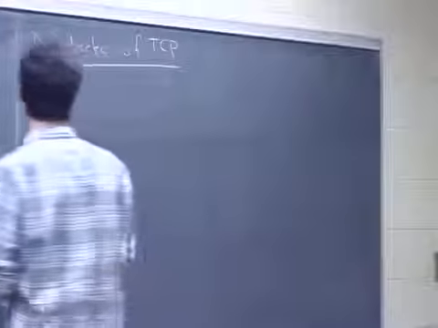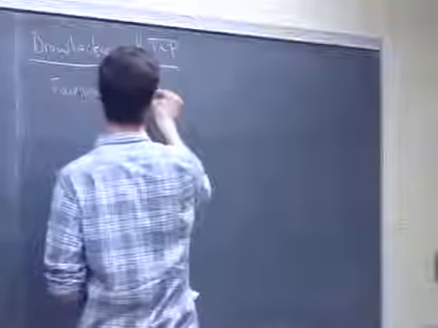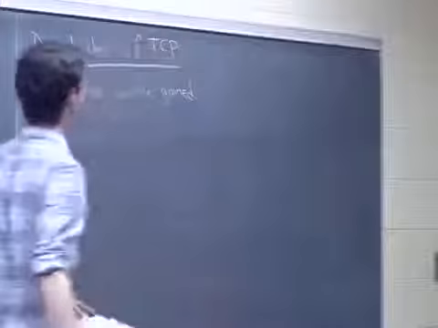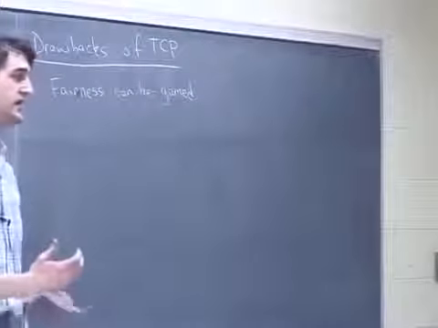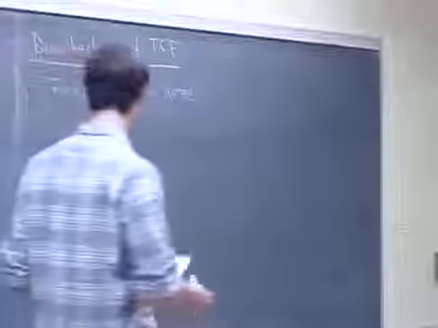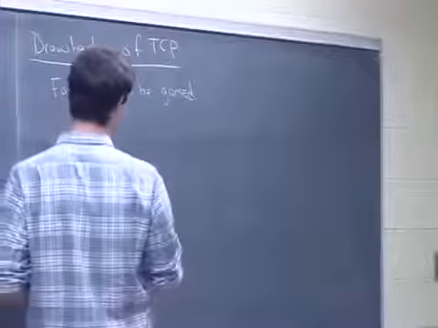So the first one is that we discussed last time how TCP provides fairness, but this fairness can be gamed. So what do I mean by gamed? I mean that a malicious user can get more than their fair share of the bandwidth if they want to. So the way they do this is you open a bunch of connections at once.